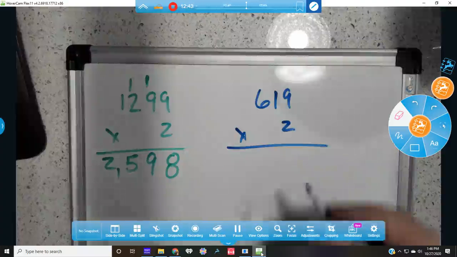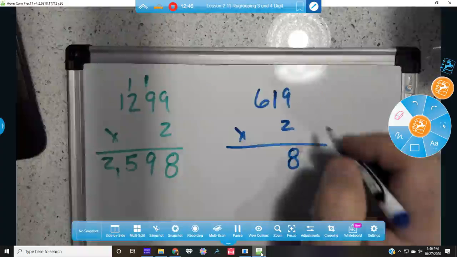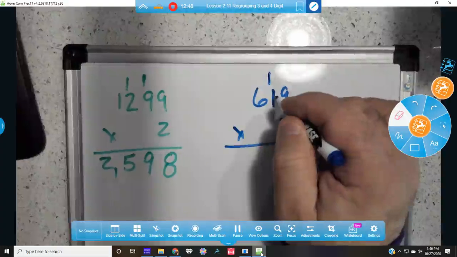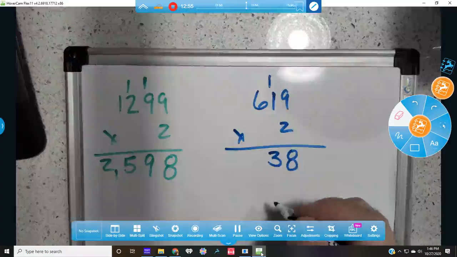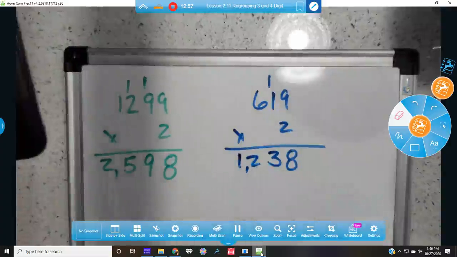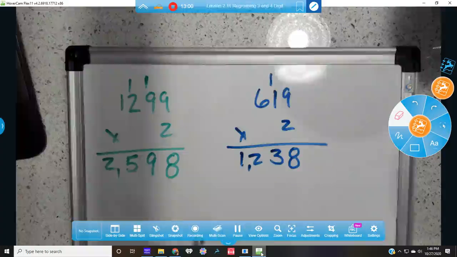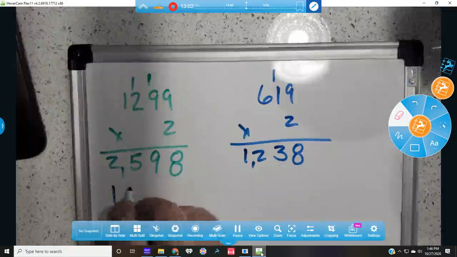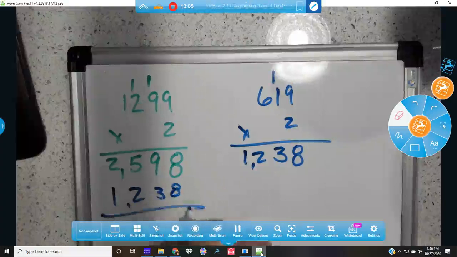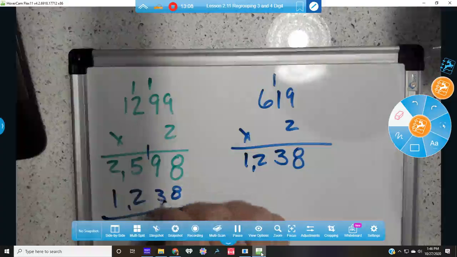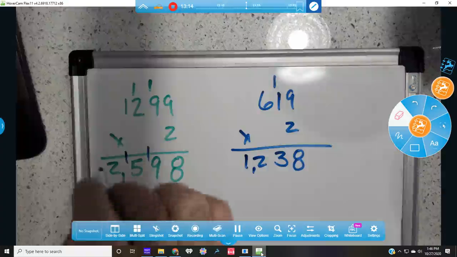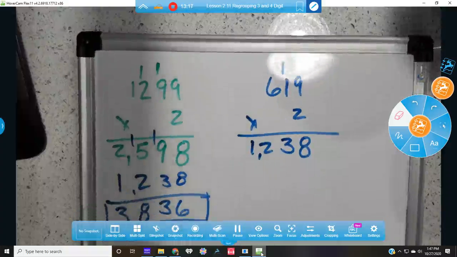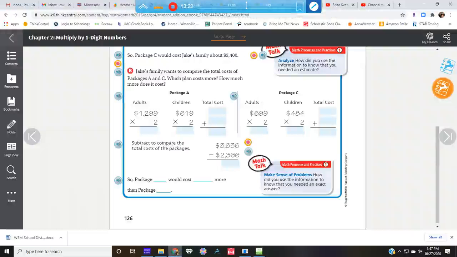The kiddos, 2 times 9 is 18. We're going to carry that 10. 2 times 10 is 20, plus 1 more 10 would be 30. 2 times 6 would be 12. So $1,238. So we're going to add these two up. I get 16, 12, 13, 8. So package A is going to cost $3,836.